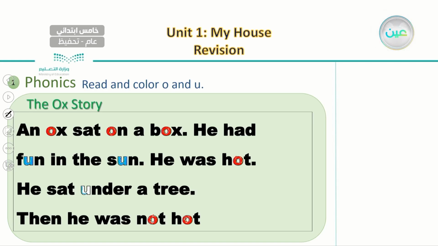So here you go. Here we colored three letters of the letter U, and also almost five letters of the letter O. So we color them like this. So not only did we read the story last time, we also understood what the story is about, and we colored O and U.